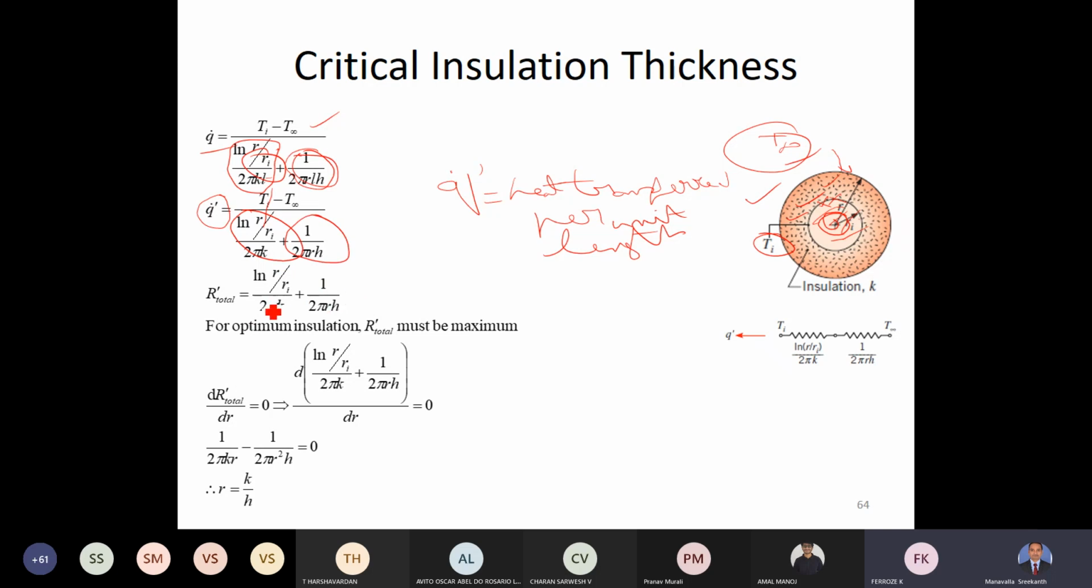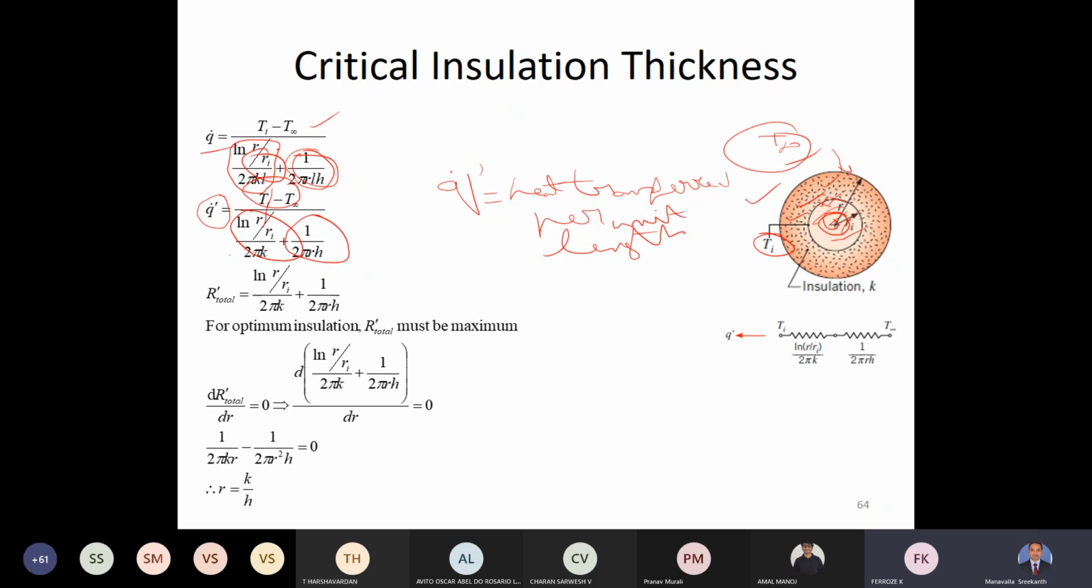Okay. So now we have heat transfer per unit length equal to the overall temperature difference divided by the two resistances per unit length. The first resistance is ln of R by Ri over 2 pi k, and the second resistance is 1 by 2 pi R h. Now, for this insulation to be critical, what we need is this total resistance to be maximum. For optimum insulation, R total should be maximum.